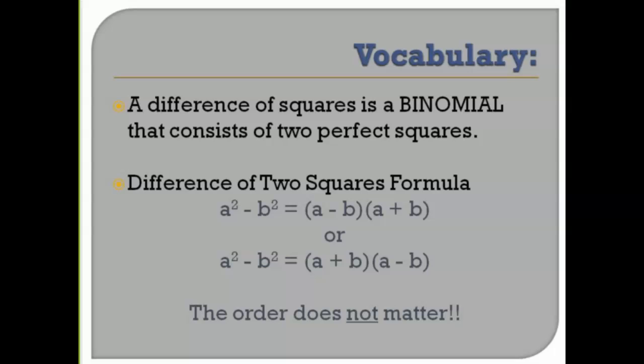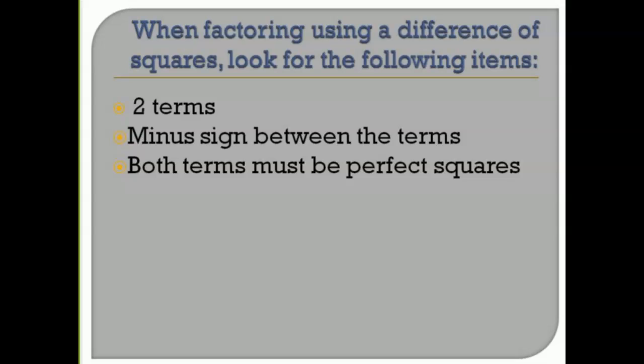So when we're looking at these equations, we're looking for two perfect squares and a subtraction in the middle. The word difference means subtract. If they are being added together, then the formula does not apply. When factoring a difference of squares, you want to look for the following items: two terms, a minus between the two terms, and both terms must be perfect squares.